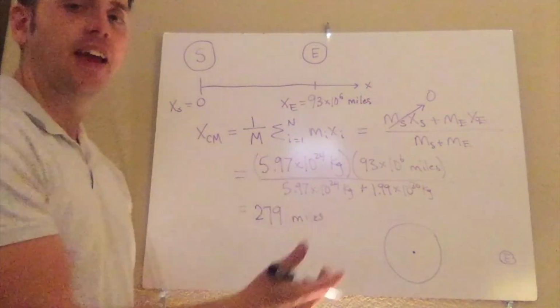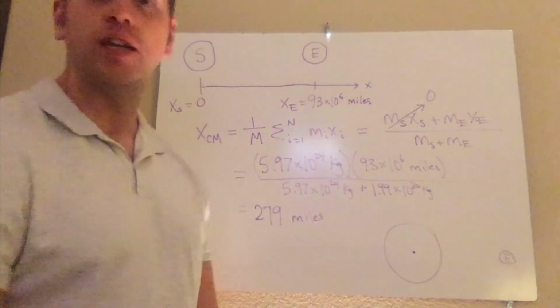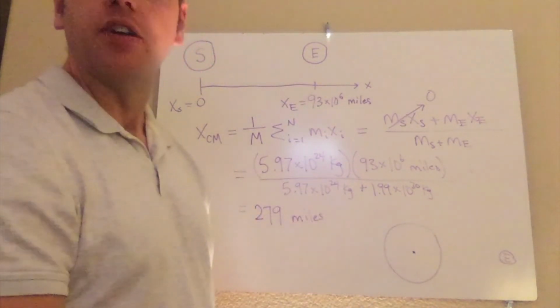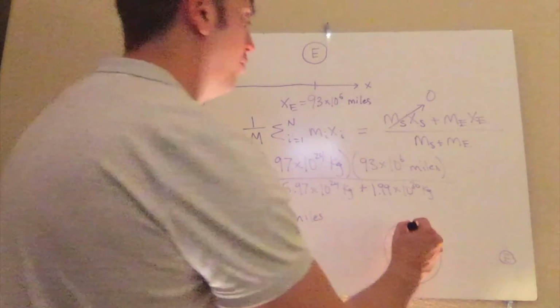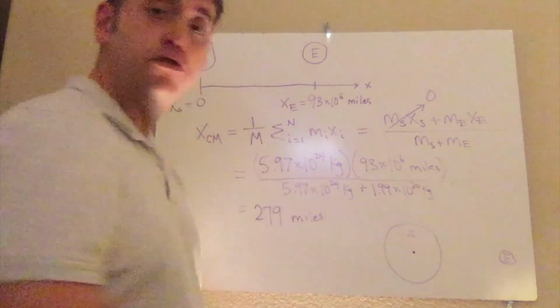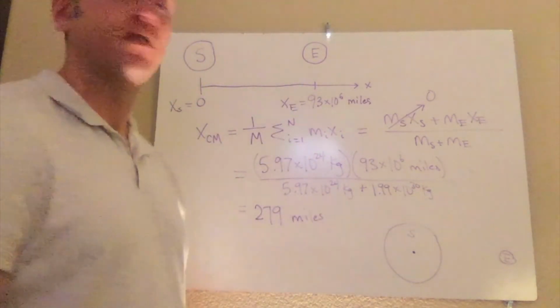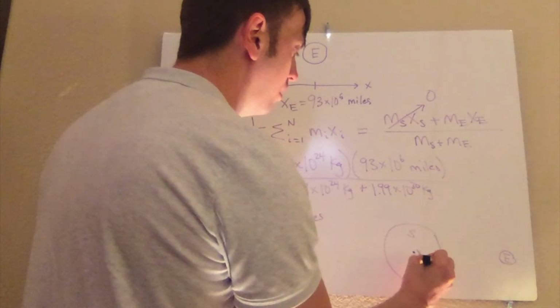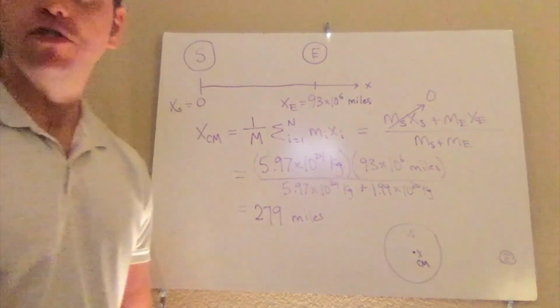The Sun is a gigantic object. If you're 279 miles away from the center, you're not that far from the center. So that's what happens when you have a huge disparity in mass between your two objects. Okay, the center of mass ends up being really, really close to the center of one object.